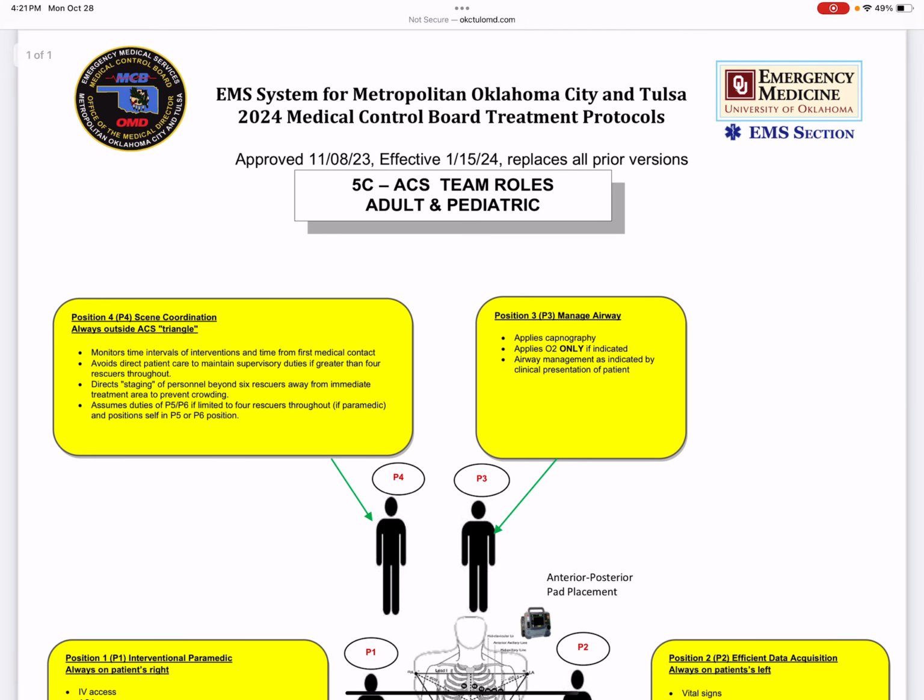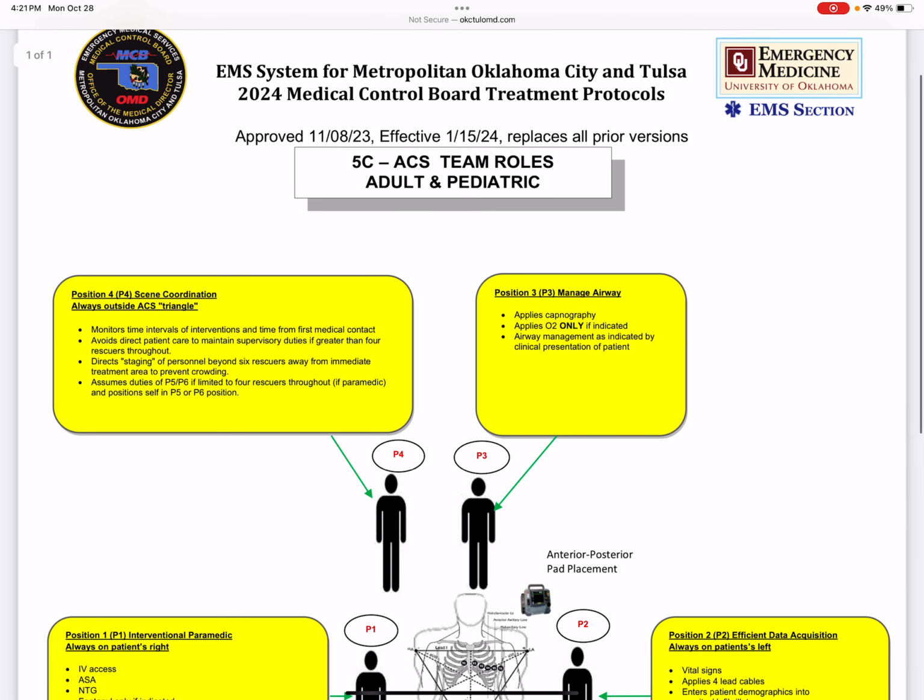So I lied to you guys. There is an additional part of 5C. I totally forgot about this, but we'll talk about this just briefly. If you remember back in Section 4, it has all the team roles for your cardiac arrest. Well, this is essentially the same thing, but it's not cardiac arrest.